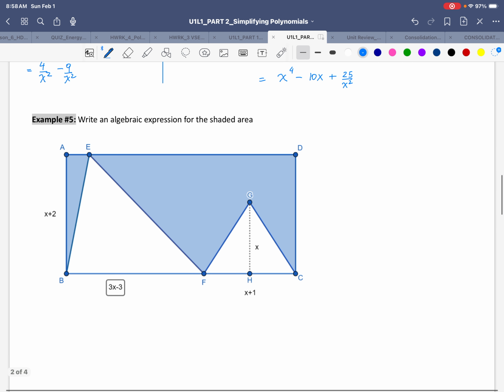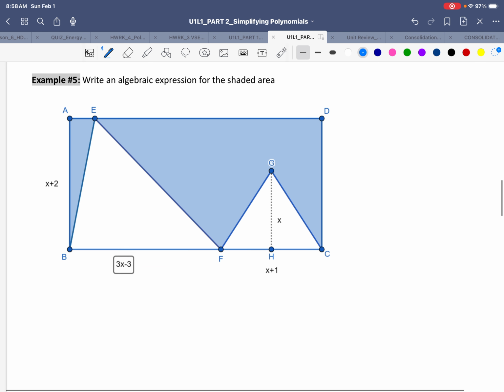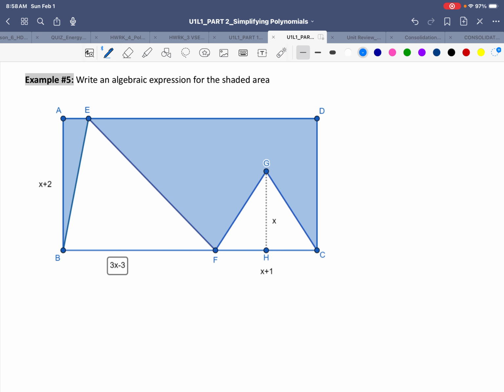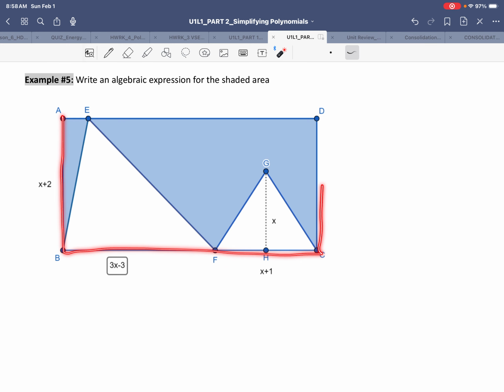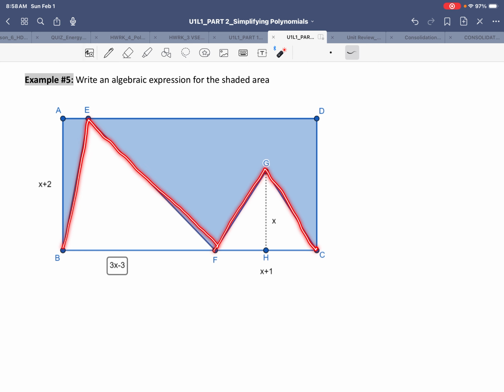So next we're going to look at example 5, where we have to find an algebraic expression for the shaded area. There are multiple ways of simplifying or finding the shaded area here. The one that I would suggest is we look at the total area of the rectangle, and then we subtract the white areas, which are these little triangles.